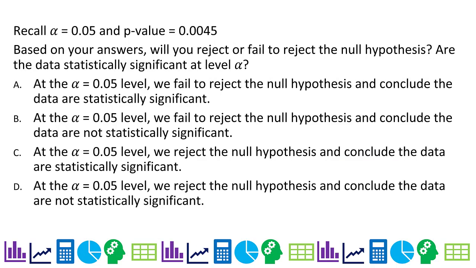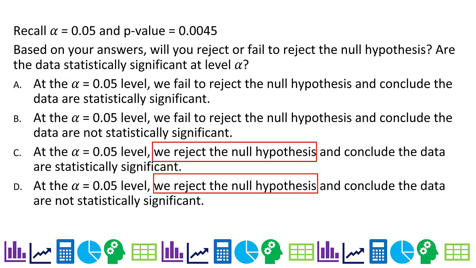Okay, recall that alpha is 0.05 and your p-value is 0.0045. Based on your answers, will you reject or fail to reject the null hypothesis? And are the data statistically significant at the level of alpha, in this case 0.05? So, first of all, we're going to reject, right? So we have two options here. We're going to reject because our p-value is low. And we only reject when we have statistically significant data. So the correct answer here is C. So at the 0.05 level, alpha, we reject the null hypothesis and conclude the data are statistically significant.